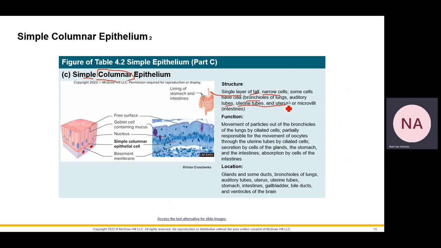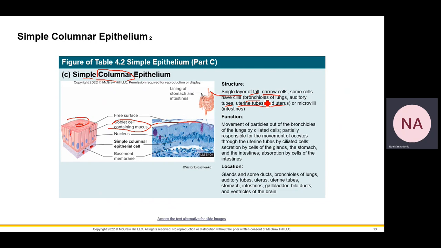So, what distinguishes your simple columnar epithelium from other tissue types is the presence of goblet cells containing mucus. That is why most of the time, organs that are lined with simple columnar epithelium possess mucus on their free surface. May mucus sila sa ibabaw. May mucus yan sa free surface. That's why if you will look at the respiratory passages, like for example, in the bronchioles of the lungs, there is a small amount of mucus on the surface. It's because of the presence of those goblet cells.